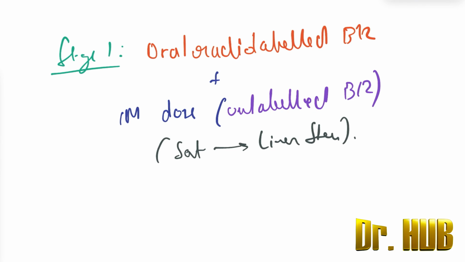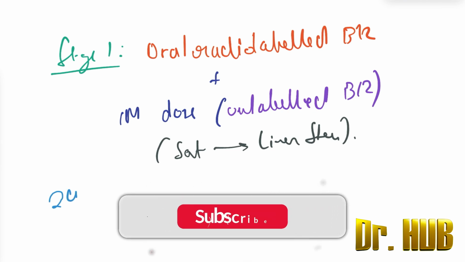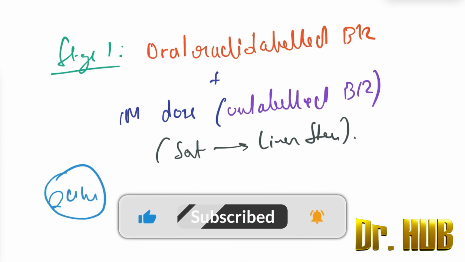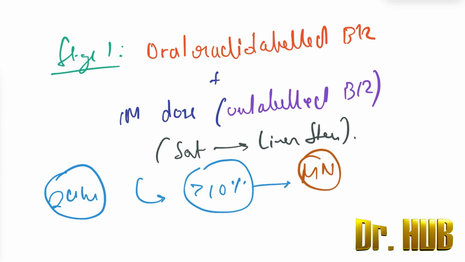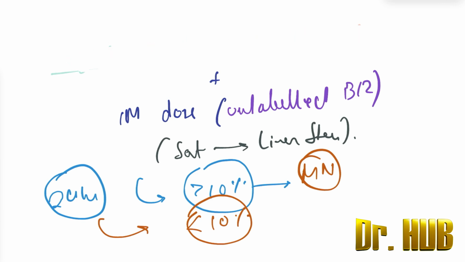After this, we look at the 24-hour excretion of the radio-labeled B12 and check if it is greater than 10%. If it is greater than 10%, the inference is malabsorption directly. If it is less than 10%, we move on to stage 2.